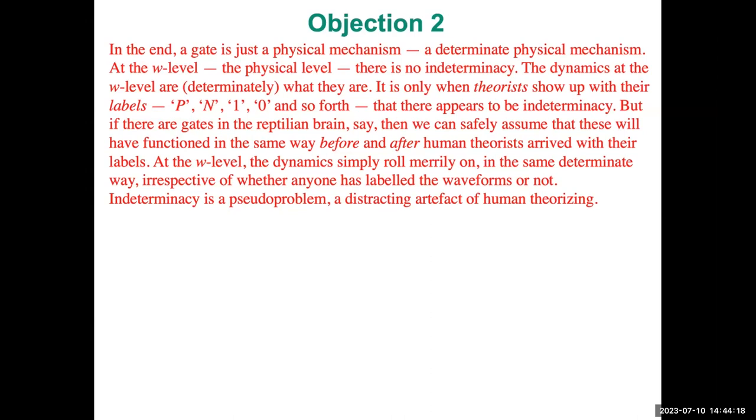But anyway, so maybe there are gates in the reptilian brain, but if there are, then we can safely assume that these will have functioned in the same way before and after human theorists arrived with their labels. At the W level, the dynamics simply roll merrily on in the same determinate way, irrespective of whether anyone has labeled the waveforms or not. So indeterminacy is a pseudo problem, a distracting artifact of human theorizing.